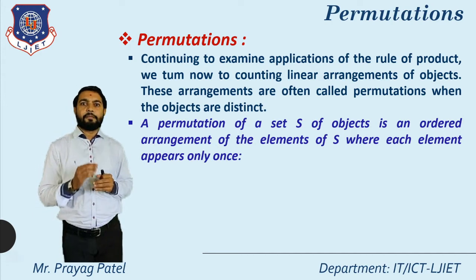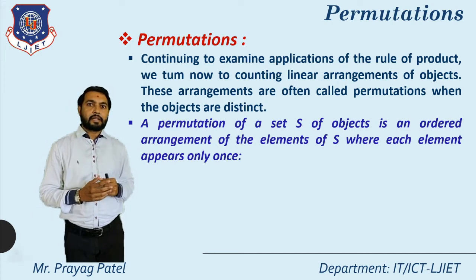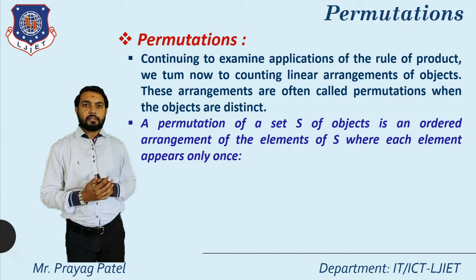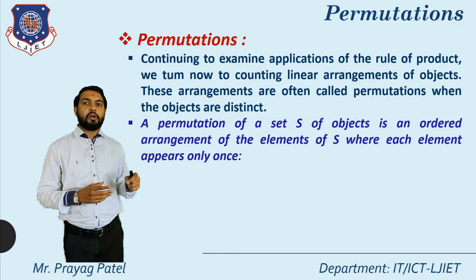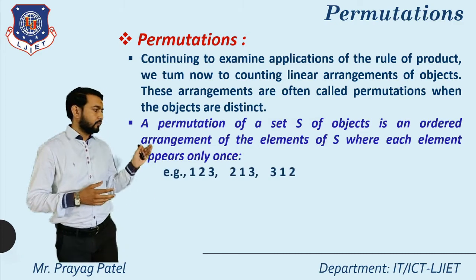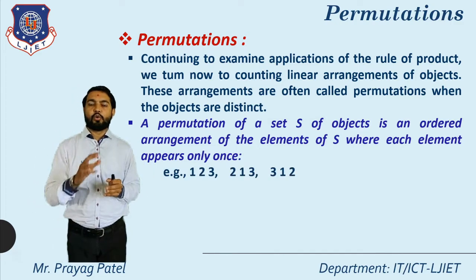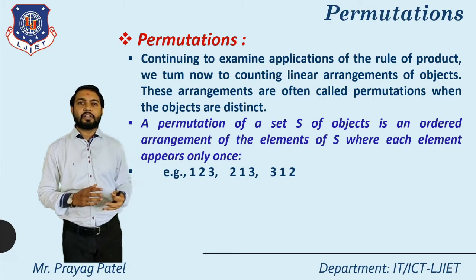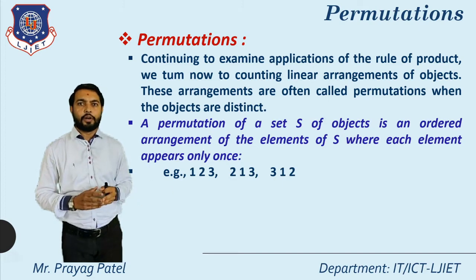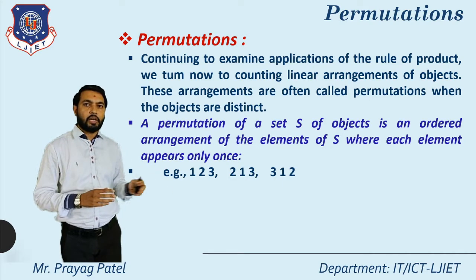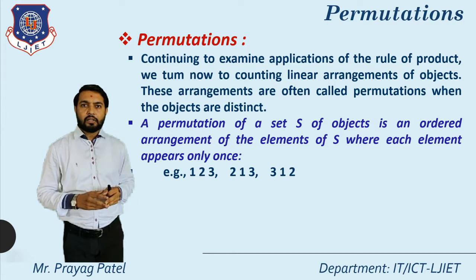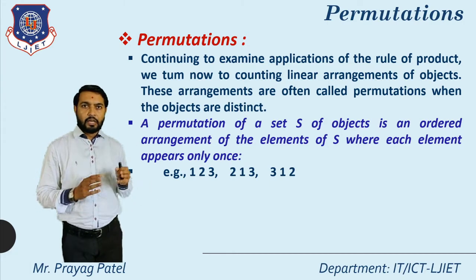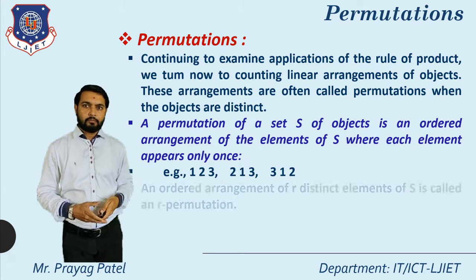A permutation of a set S of objects is an ordered arrangement of the elements of S where each element appears only once. So for example, here 3 elements are available, 1, 2 and 3. Then what are the different sequences possible from this? Here we have 1, 2, 3, then 2, 1, 3, then 3, 1, 2. So these all are considered permutations, linear arrangements of objects.